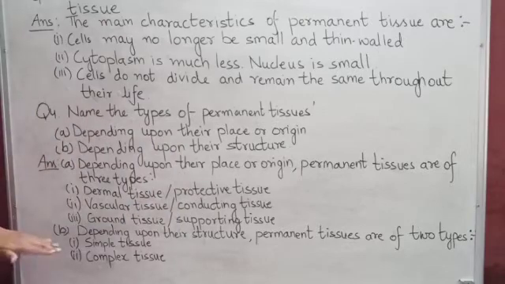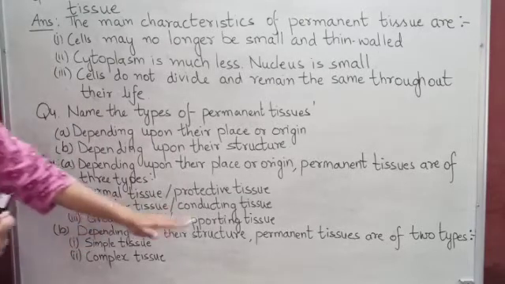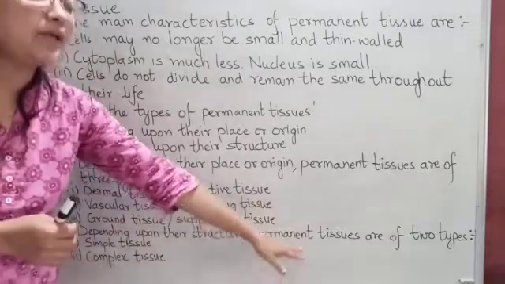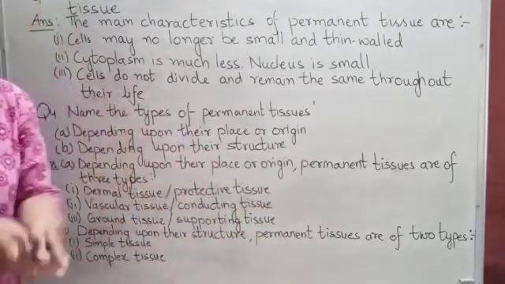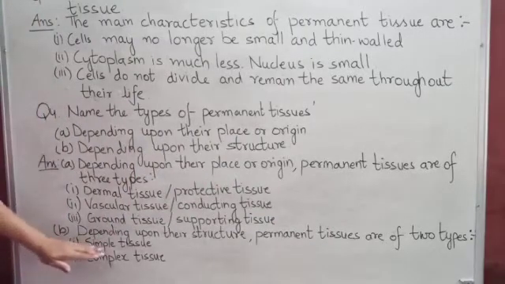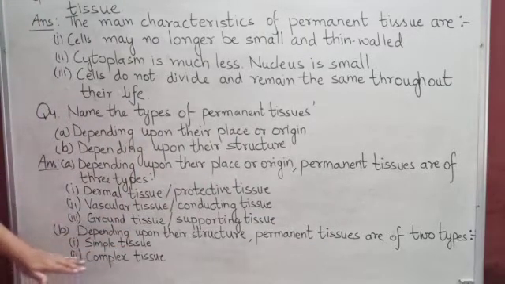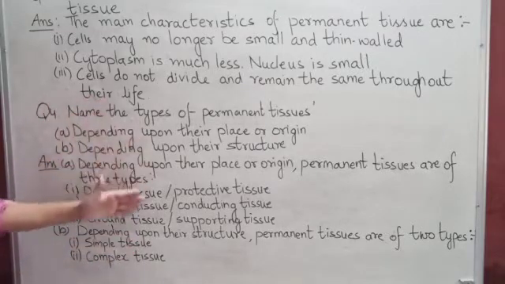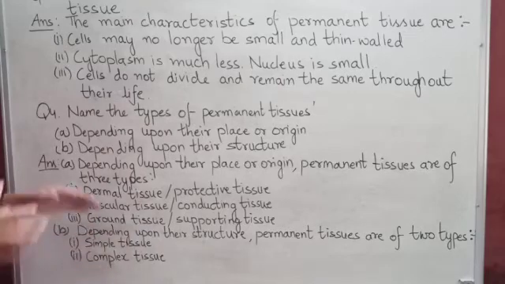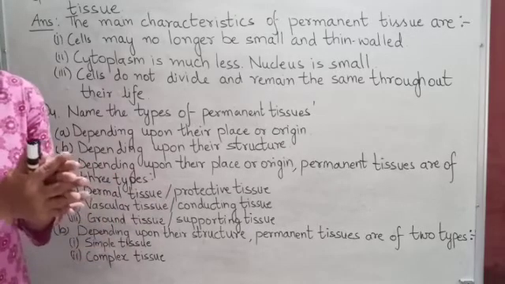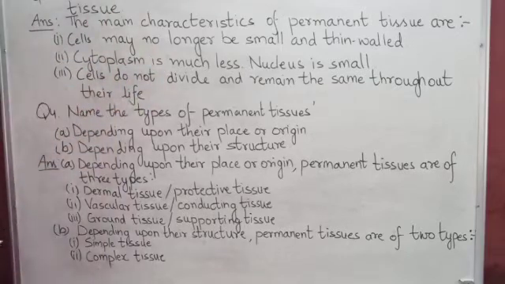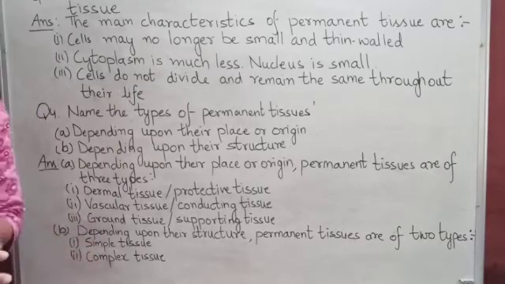Now second is depending upon their structure. Permanent tissues are of 2 types. What are they? First is simple tissue and the second is complex tissue. Now we are going to study about these types of permanent tissues in detail later in the video. So this is all about the characteristics and types of permanent tissues.